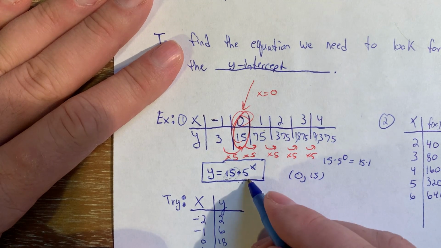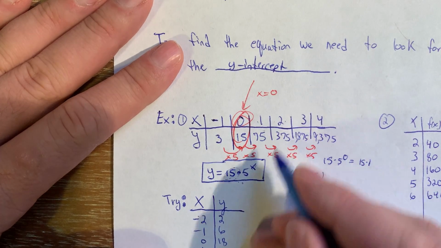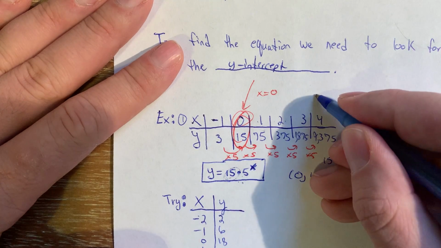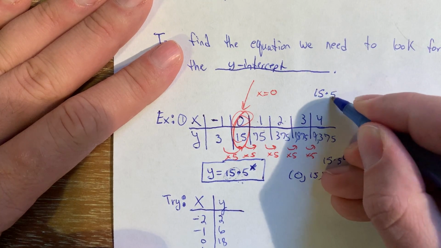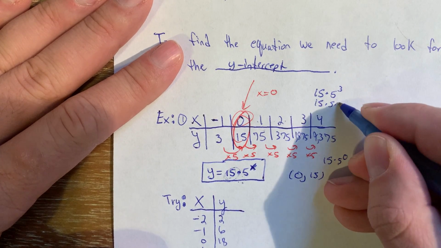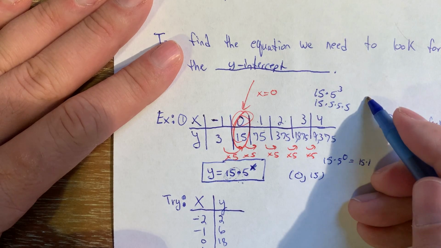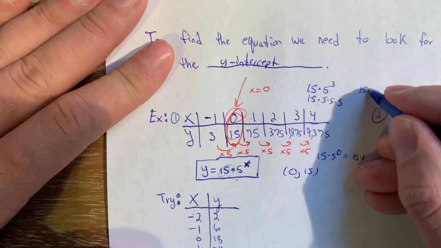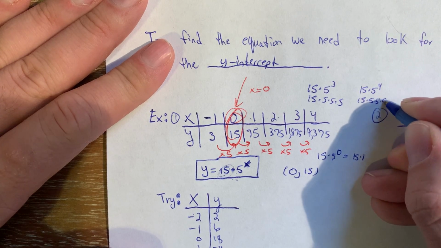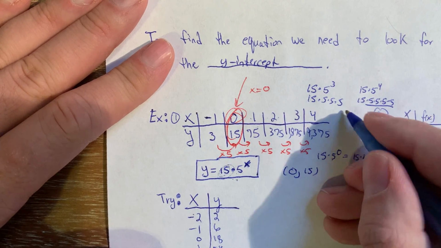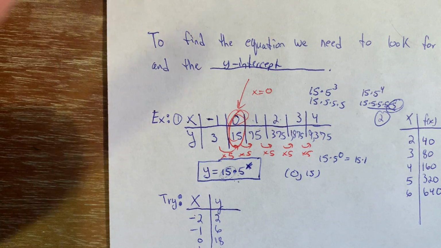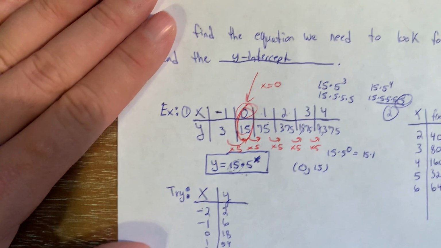The reason 5 is the constant multiplier is every time x goes up by 1, you're multiplying by an extra 5. So like if x is 3, we've got 15 times 5 to the 3rd power, right? That's 15 times 5 times 5 times 5. Compare that to when x is 4. We'll have 15 times 5 to the 4th power. That's 15 times 5 times 5 times 5 times 5, 4 5s. And there's an extra 5 at the end there, one more 5 that's multiplying, and that's why there's a constant multiplier of 5. Why don't you try this on your own?